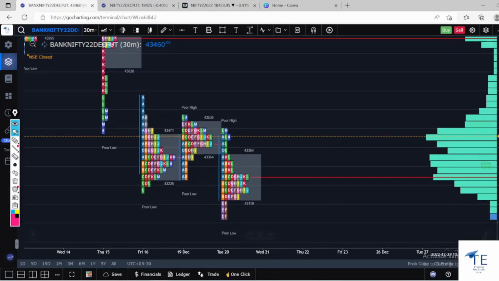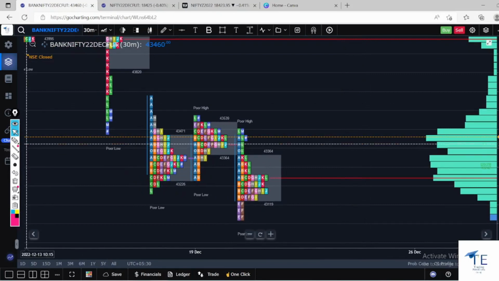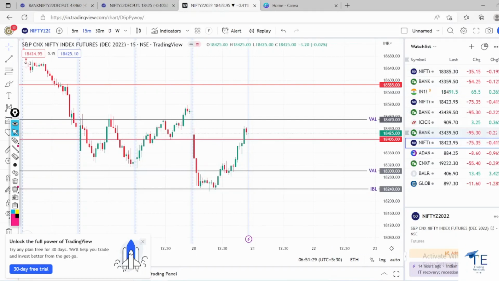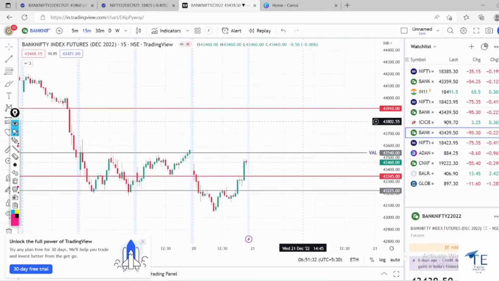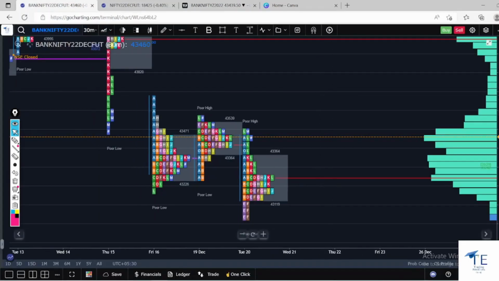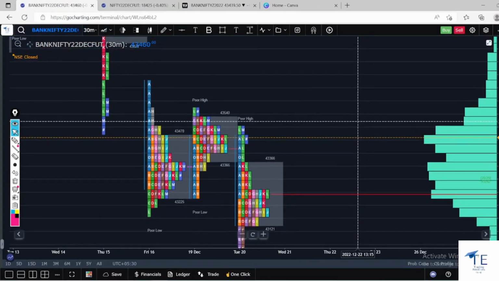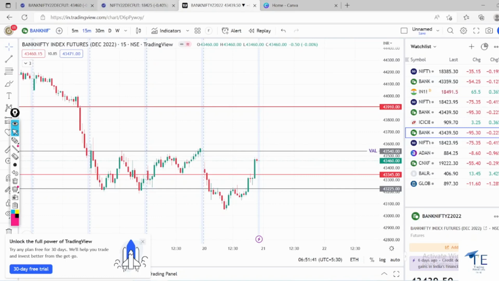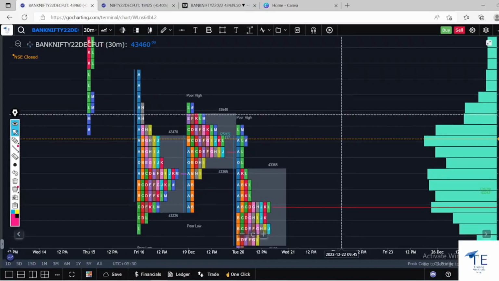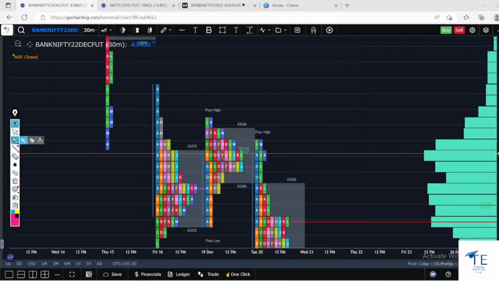Quickly we can check Bank Nifty also. Bank Nifty is also very bullish on bias. Bullish means the market may travel more on the upside. So just mark 43,540. This level means we need acceptance above this day high, 43,570.